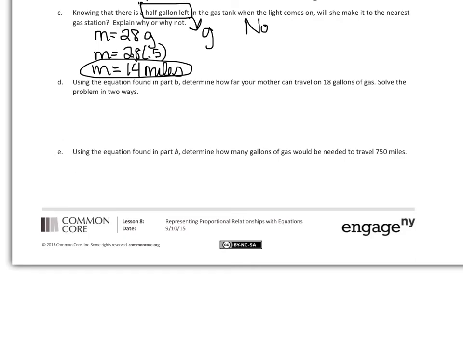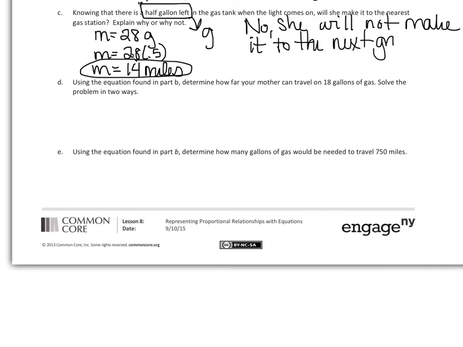So the answer is no. She will not make it to the next gas station. She's only a little bit over halfway there. So no, she will not make it, because she can only drive 14 miles.